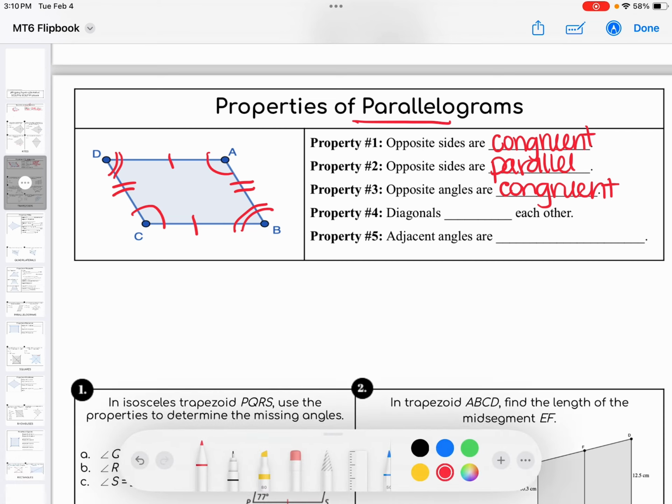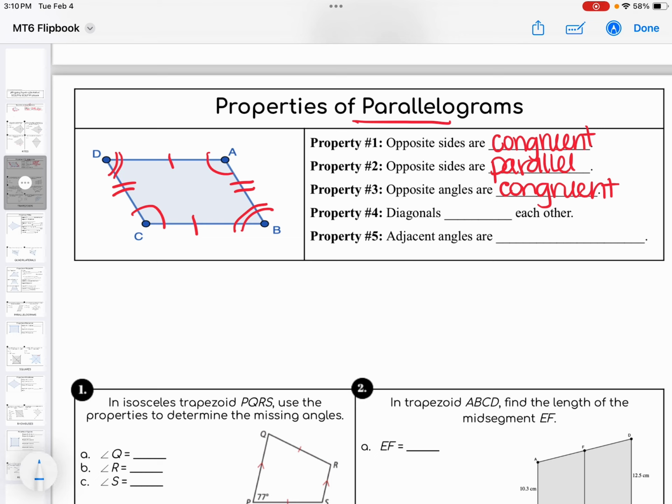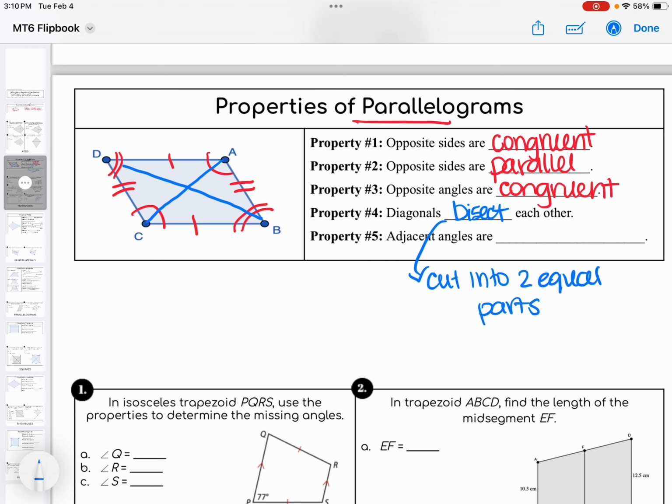Also in a parallelogram, your diagonals are going to bisect each other. When I say diagonals, AC is a diagonal and BD is a diagonal. And those diagonals are going to bisect each other. What bisect means is that they are going to cut into 2 equal parts.